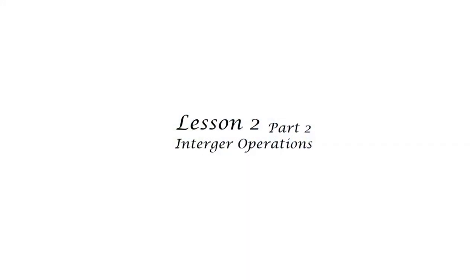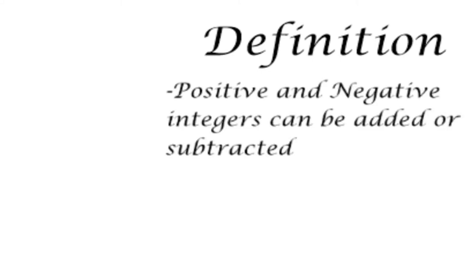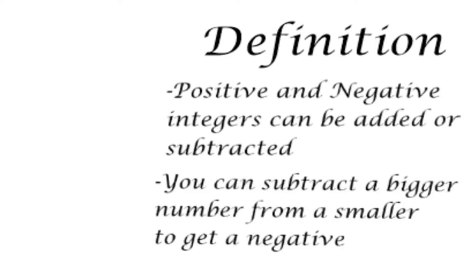Welcome to Lesson 2, Part 2 on integer operations. In this section, we will discuss some of the basic operations that can be done with all different types of integers. Let's first talk about the definition. What do we mean by integer operations? We first must understand that positive and negative integers can be added or subtracted in numerous ways.